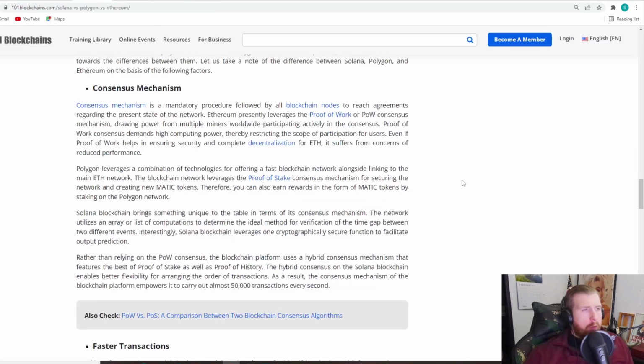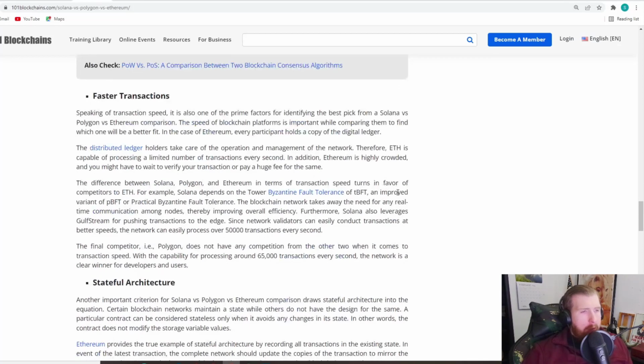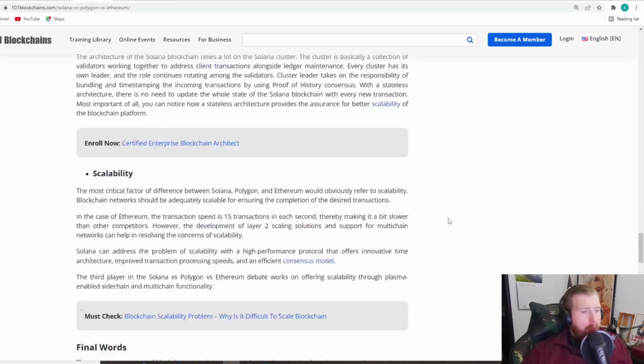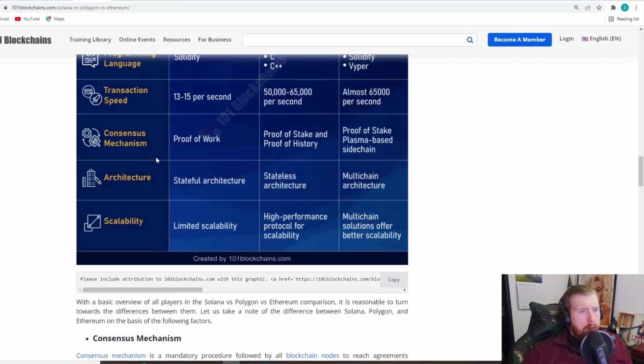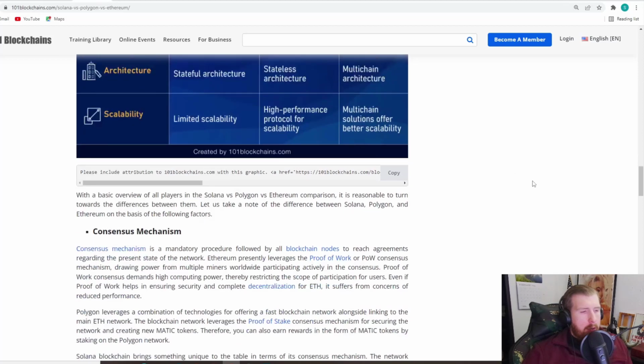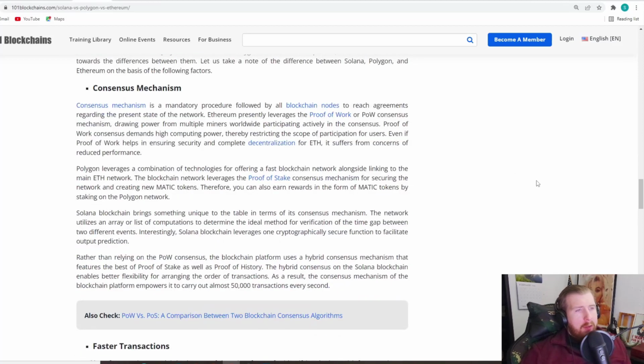So we're going to go over a little bit of this article from 101 blockchains to give us a little bit of a better idea of the differences between proof of stake and proof of work, and really what the transaction speeds mean for all three protocols here. So first we're going to go over the consensus mechanism, which is this line here. And so the consensus mechanism is a mandatory procedure followed by all blockchain nodes to reach agreements regarding the present state of the network.